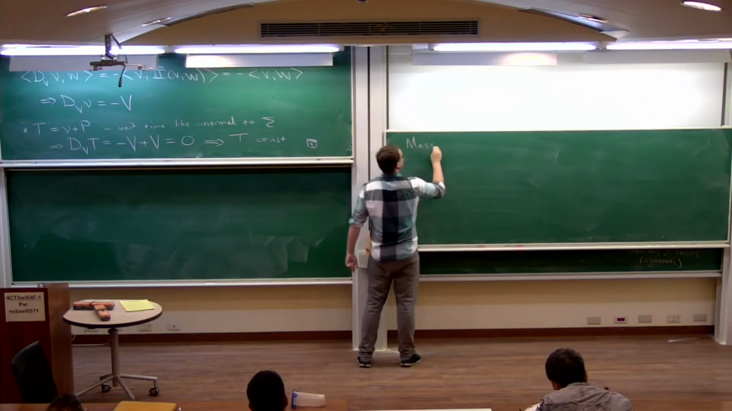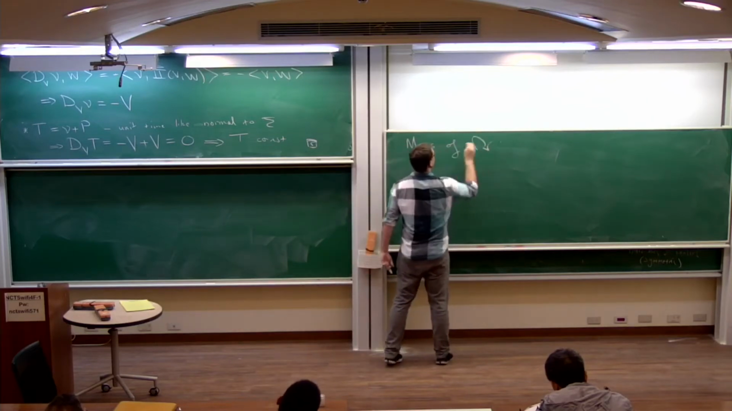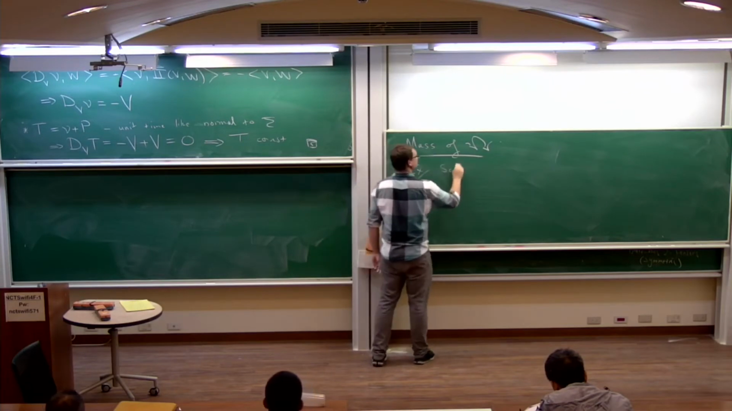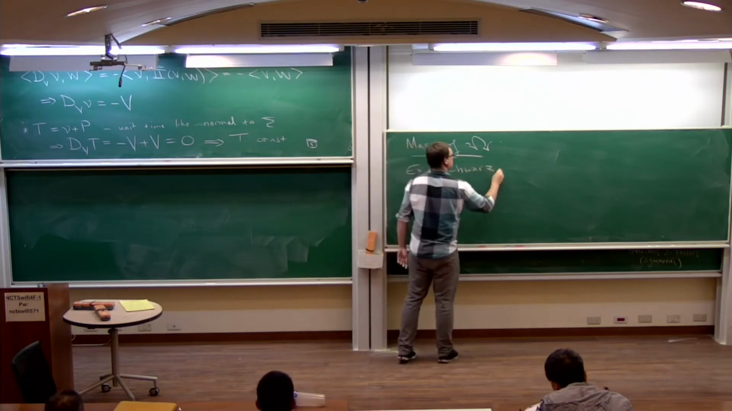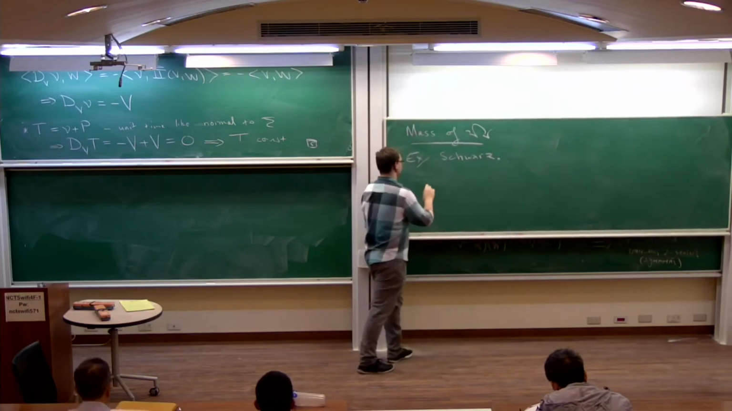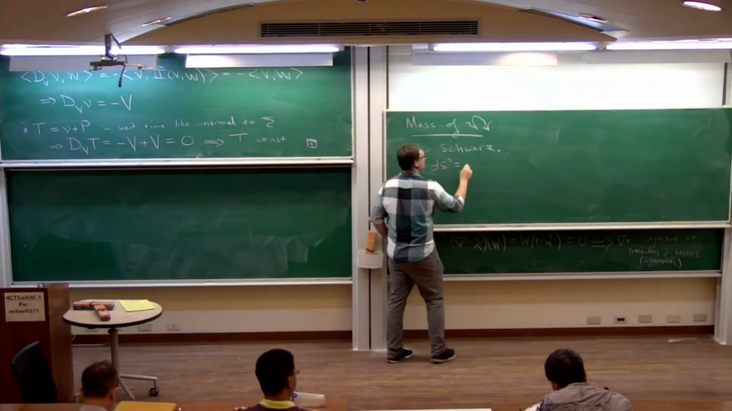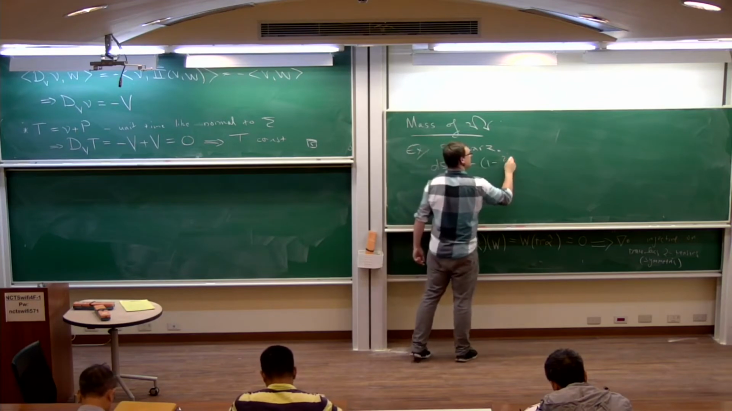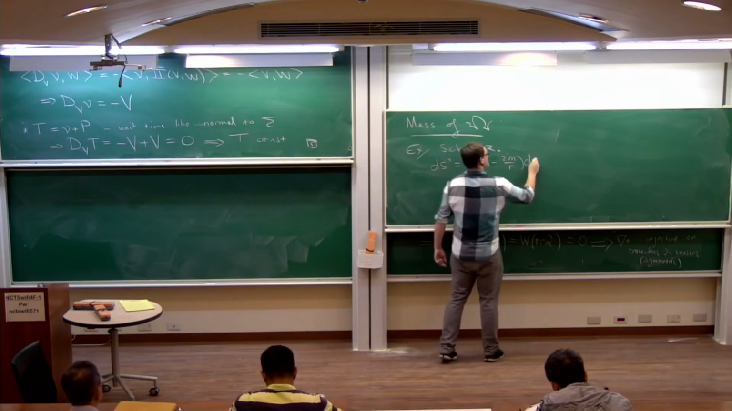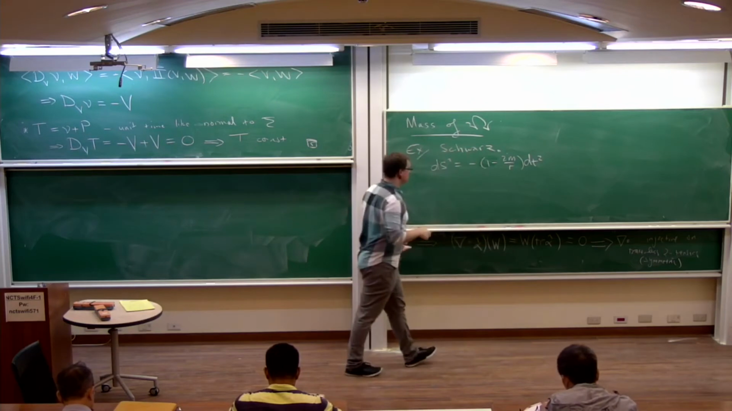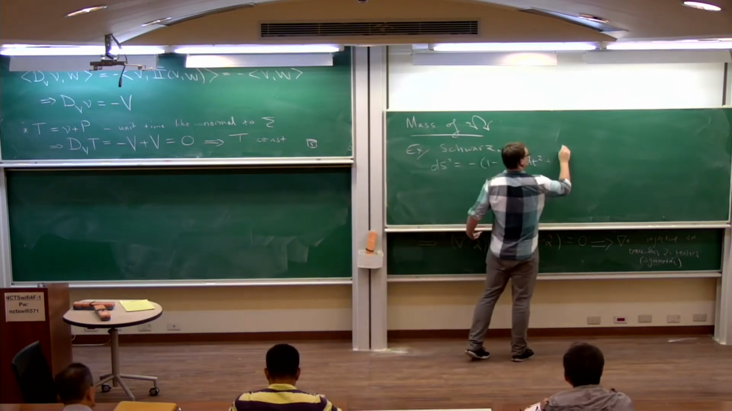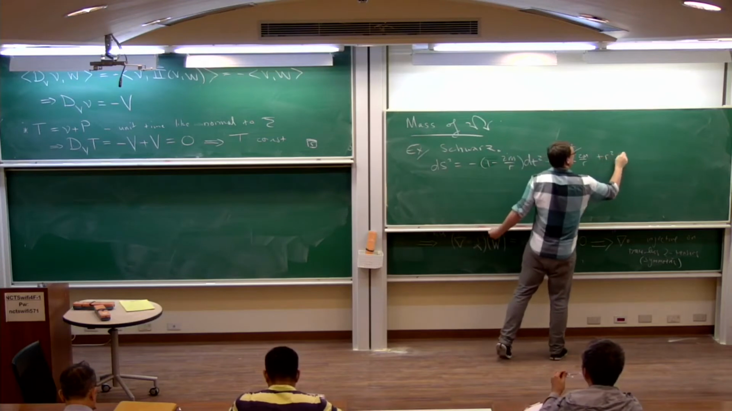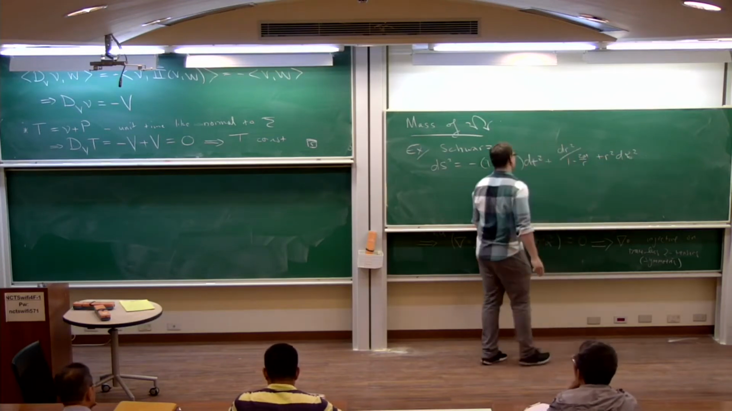All right, so mass of omega, and I'm going to be leaning on Schwarzschild. So remember, what's the Schwarzschild spacetime? Well, the metric is negative dt squared with a factor of 1 minus 2m over r, as we've seen now multiple times, plus dr squared over 1 minus 2m over r, plus r squared d sigma squared.